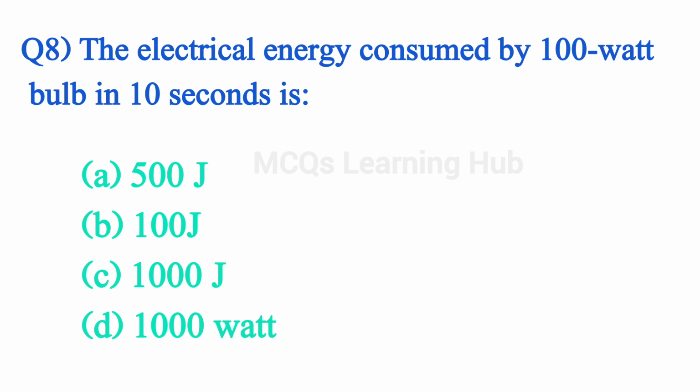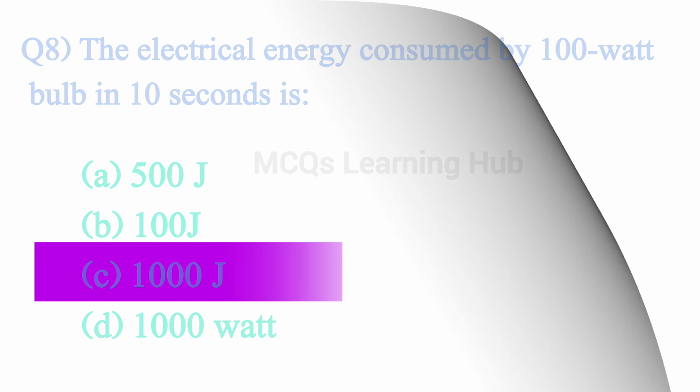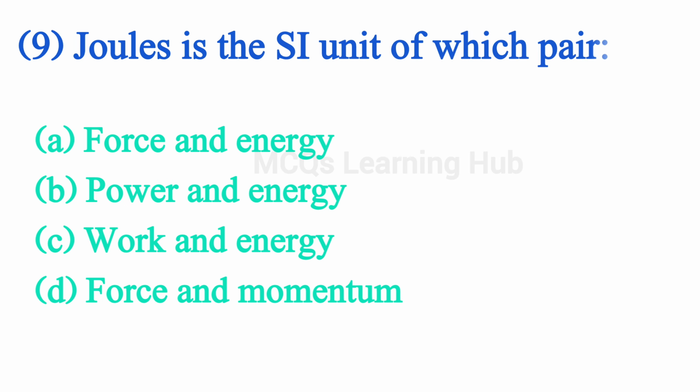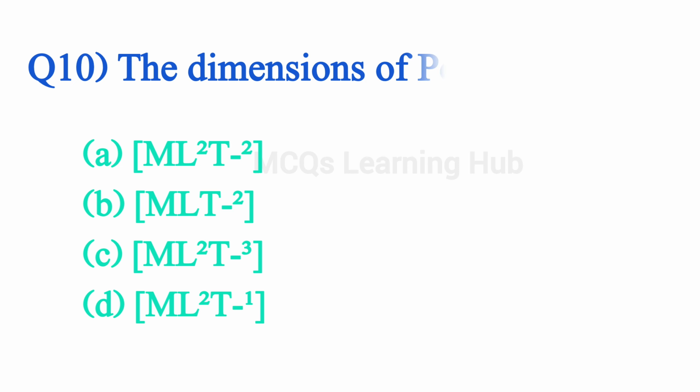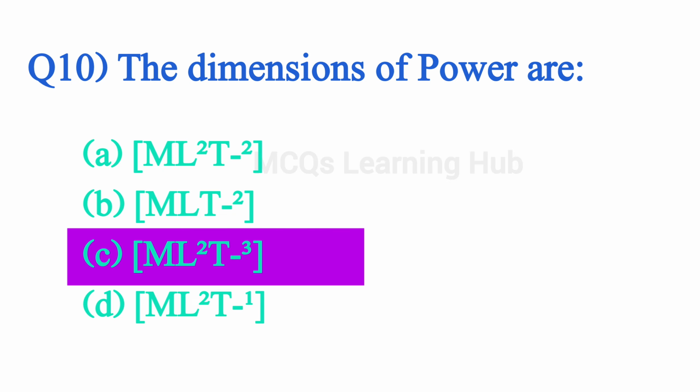The electrical energy consumed by 100-watt bulb in 10 seconds is. Option C is correct. Joules is the SI unit of which pair? Option C is correct. The dimensions of power are. Option C is correct.